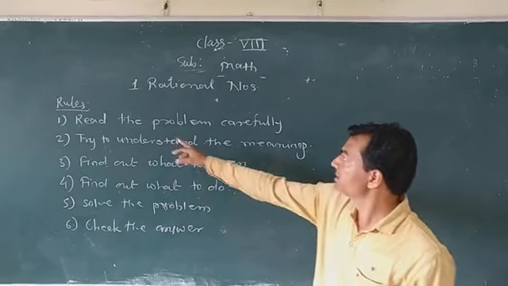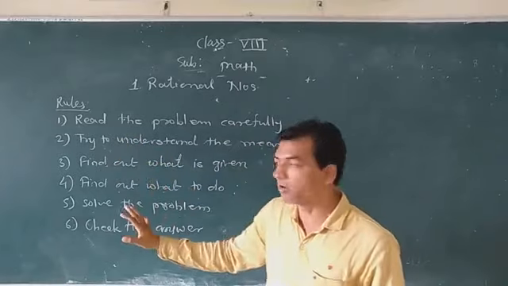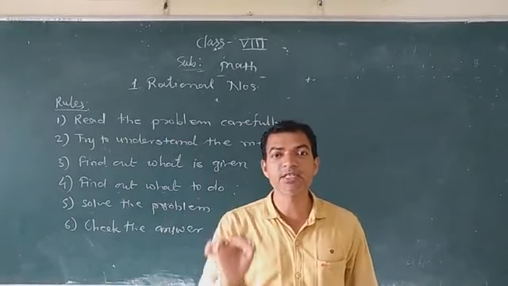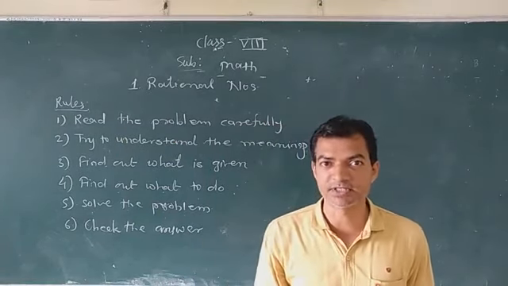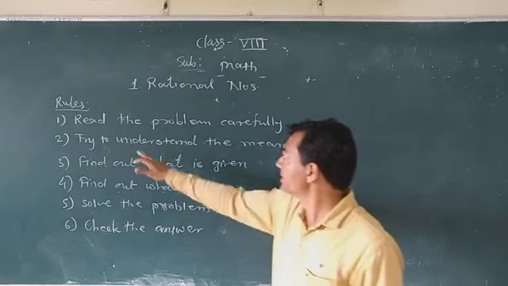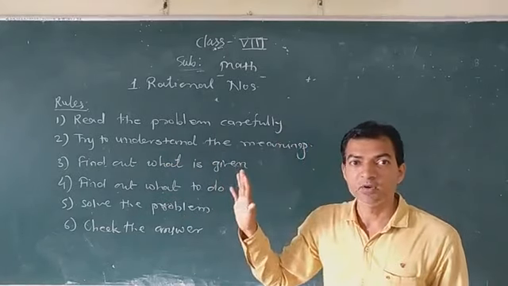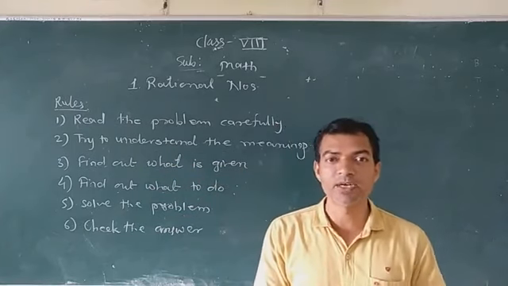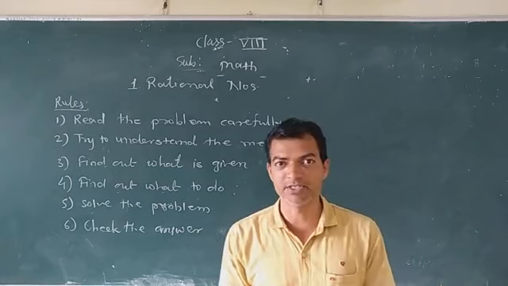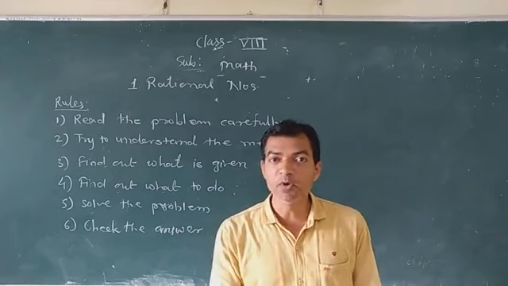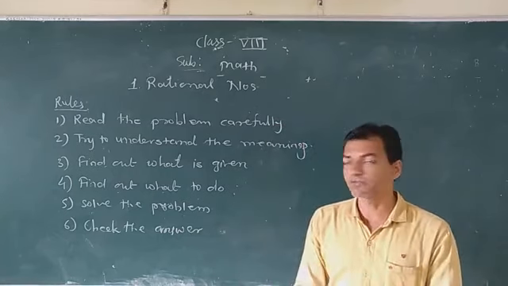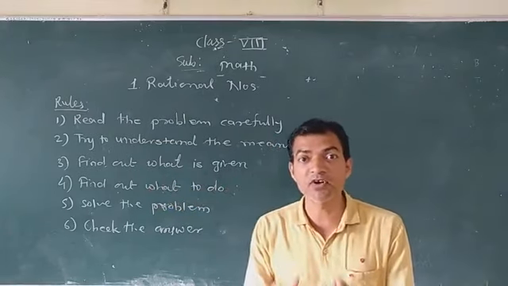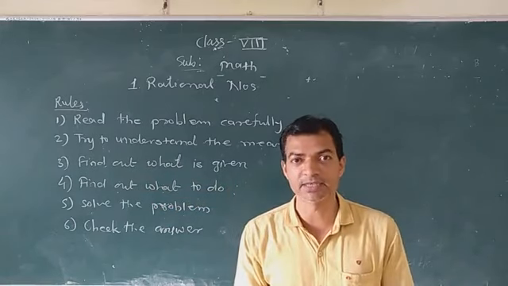Now listen here. Some rules are given here. First rule: read the problem carefully. First you have to read the word problem carefully two to three times. Then try to understand the meaning. After reading the problem, try to understand the meaning of the word problem in your own language. If you know the meaning of the question, then find out what is given, which things are given there.